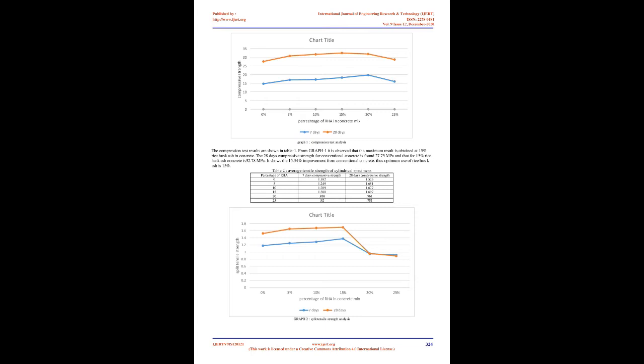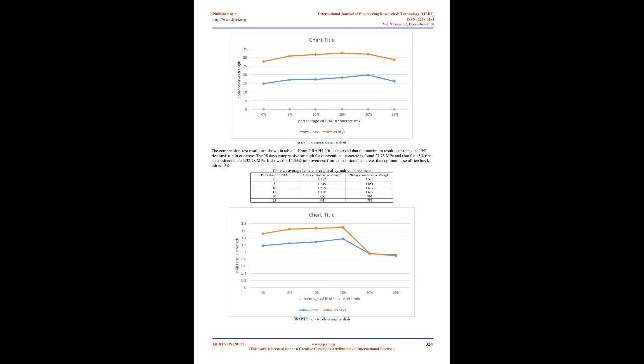The quantity of each ingredient used per cubic meter is as follows: cement equals 363.498 kilograms, fine aggregate equals 683.812 kilograms, coarse aggregate equals 1329.614 kilograms.